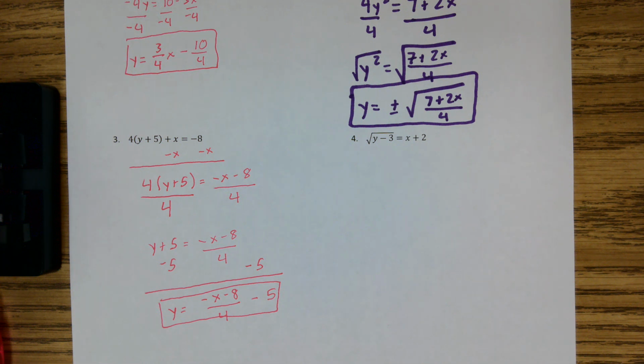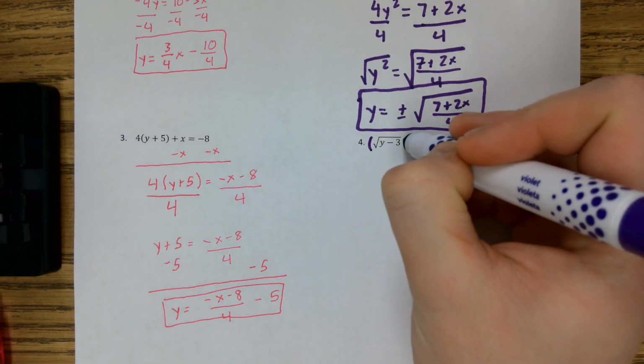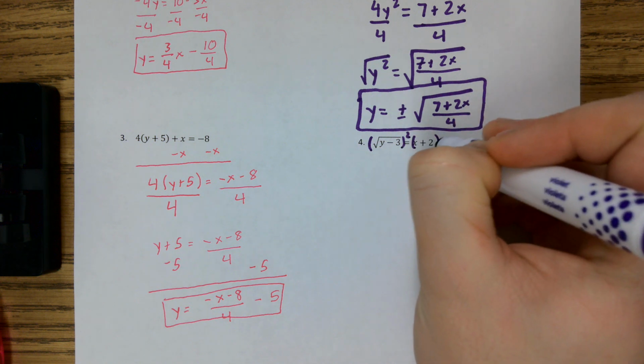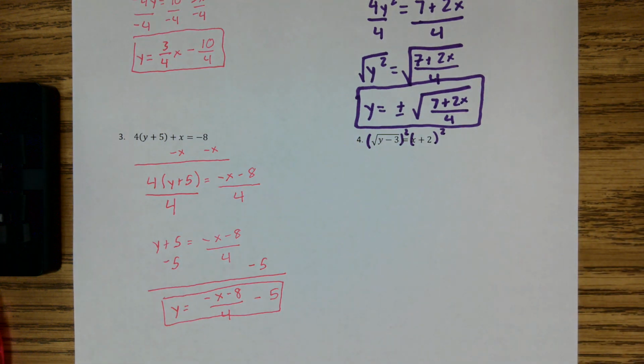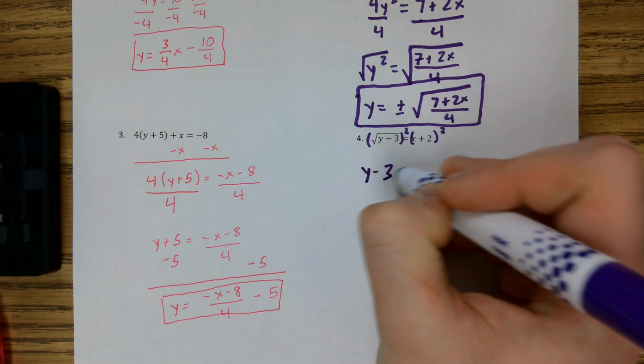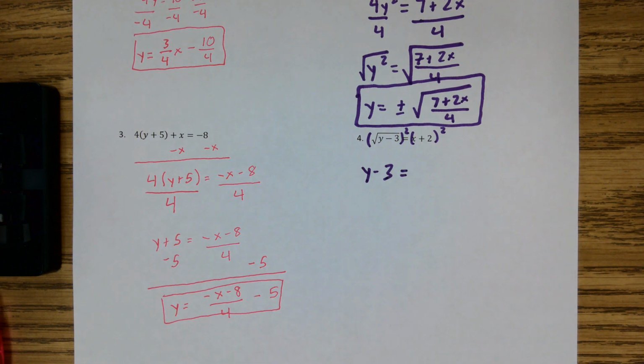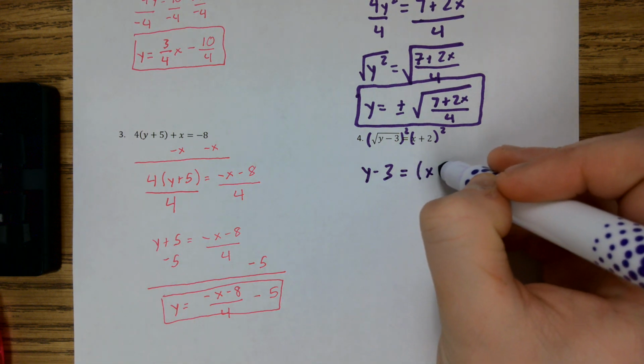The last thing now, number 4, is you have the square root of y minus 3 is equal to x plus 2, all right? Since the square root is already by itself, all you've got to do is square the whole thing. So you square both sides there. Anything you do to the left, you do to the right. So the square root of y minus 3, obviously you just have that y minus 3. That's equal to x plus 2 squared.